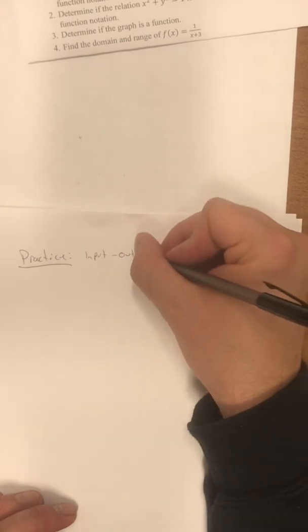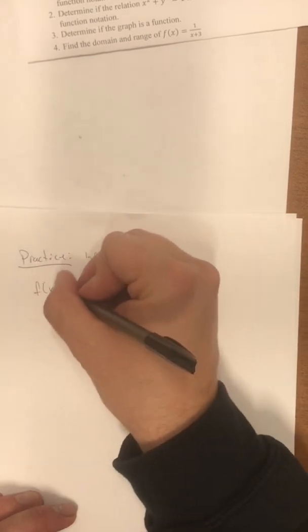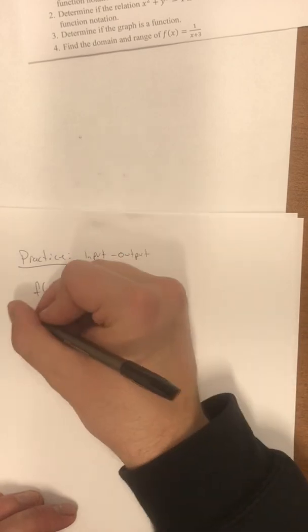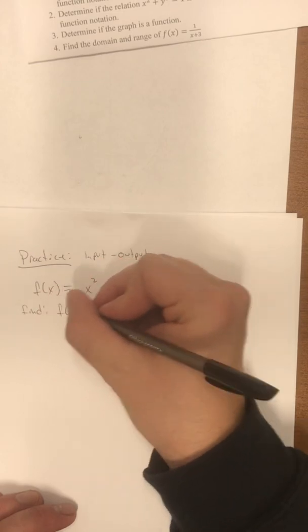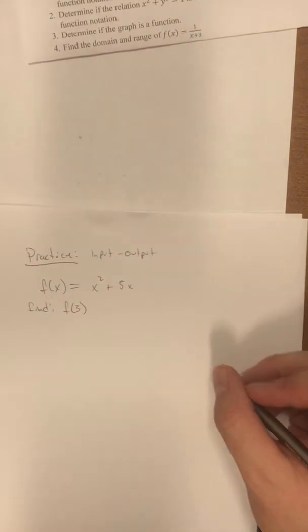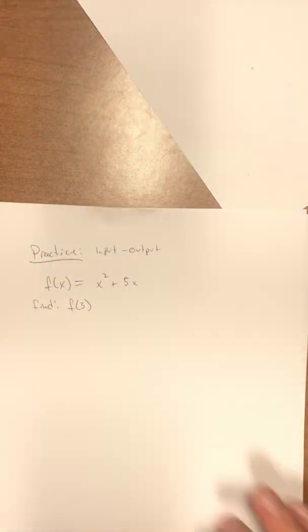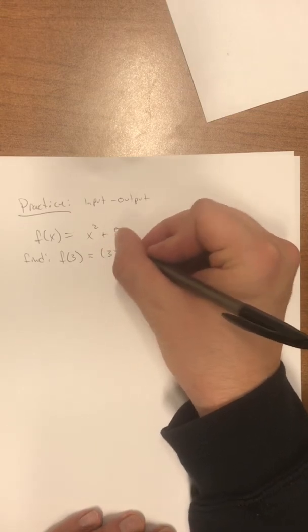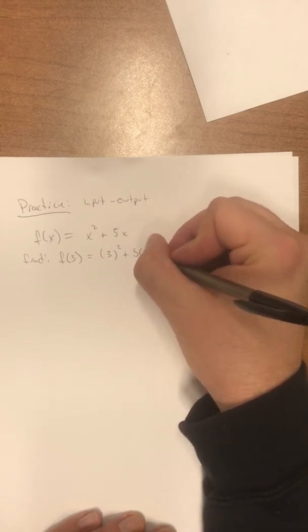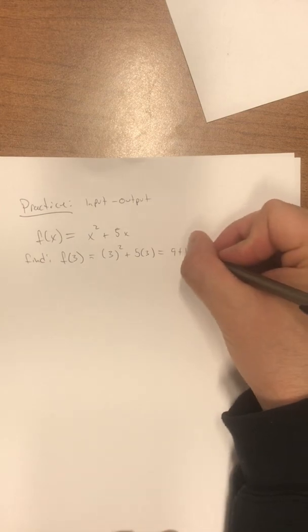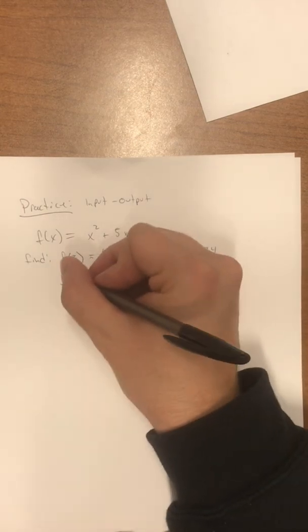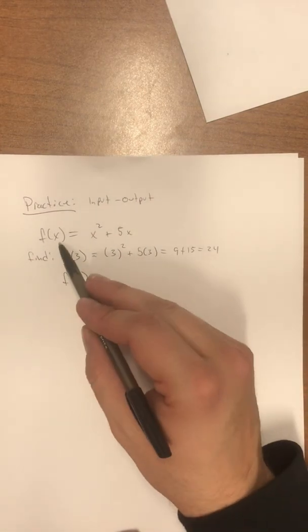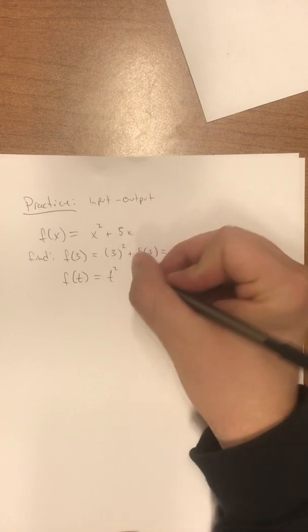Okay, let's practice with just some function input and output. Let's say f of x equals x squared plus 5x. First one we're going to do is f of 3. And what that means is anywhere there's an x, replace it with a 3. Let's do f of t. So t being an element in the domain, anywhere there was an x in the original, we replace it with t.